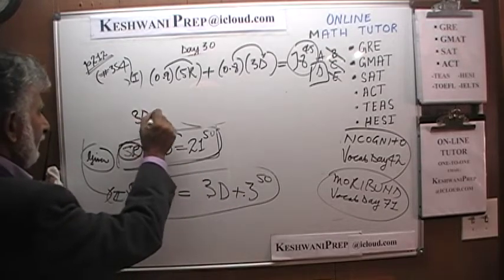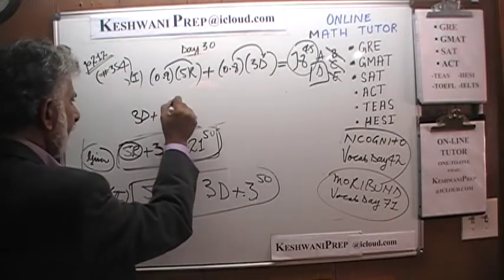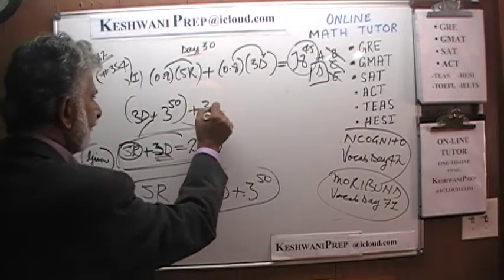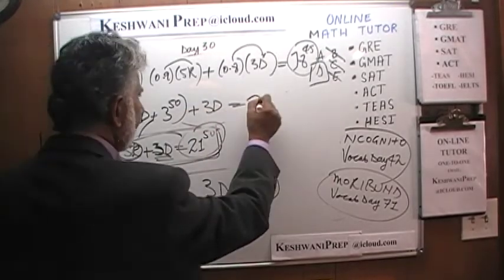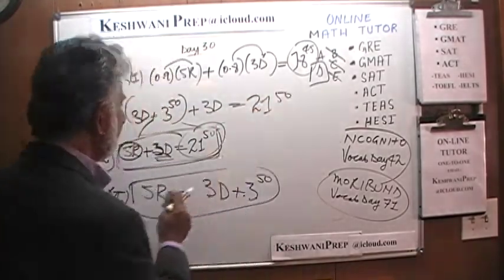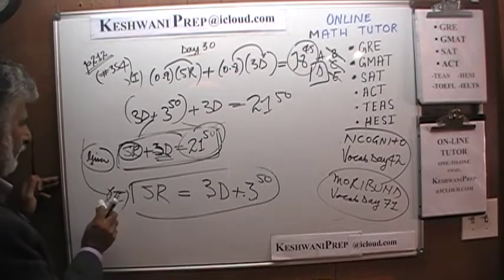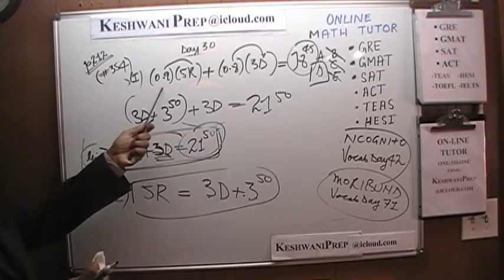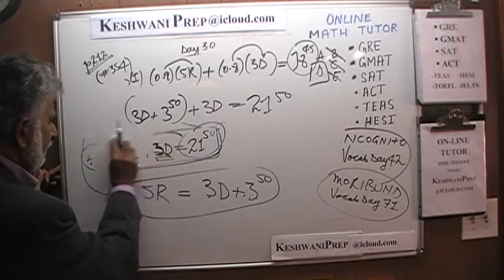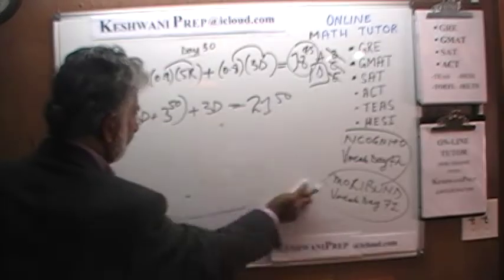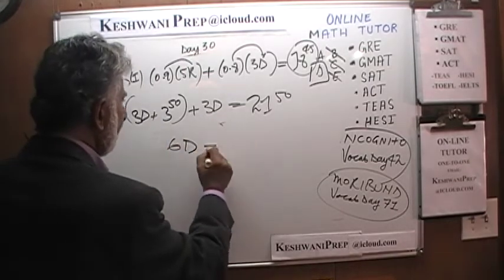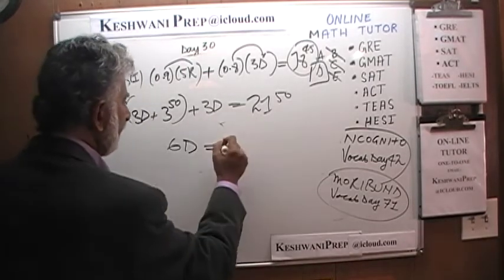So 3D plus 350, that's our 5R, plus 3D, equals 2150. Nothing to it. And let's solve for it. We're going to need this equation again when we work on that one, but that's okay, we'll rewrite it. There we go. 6D equals 2150 minus 350.